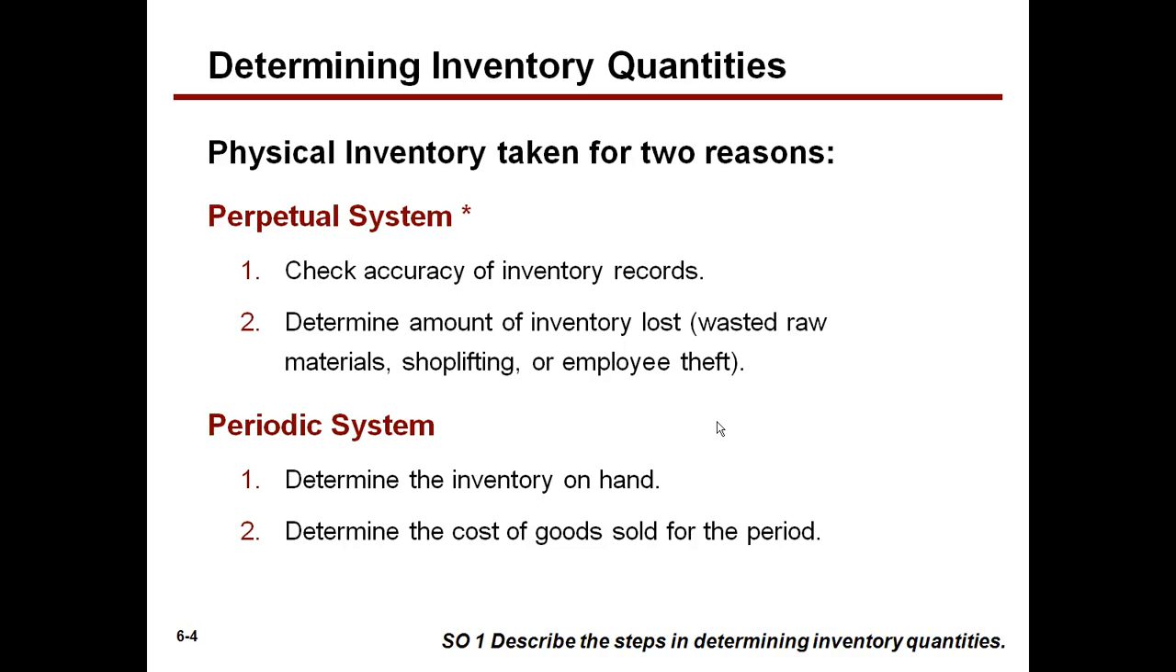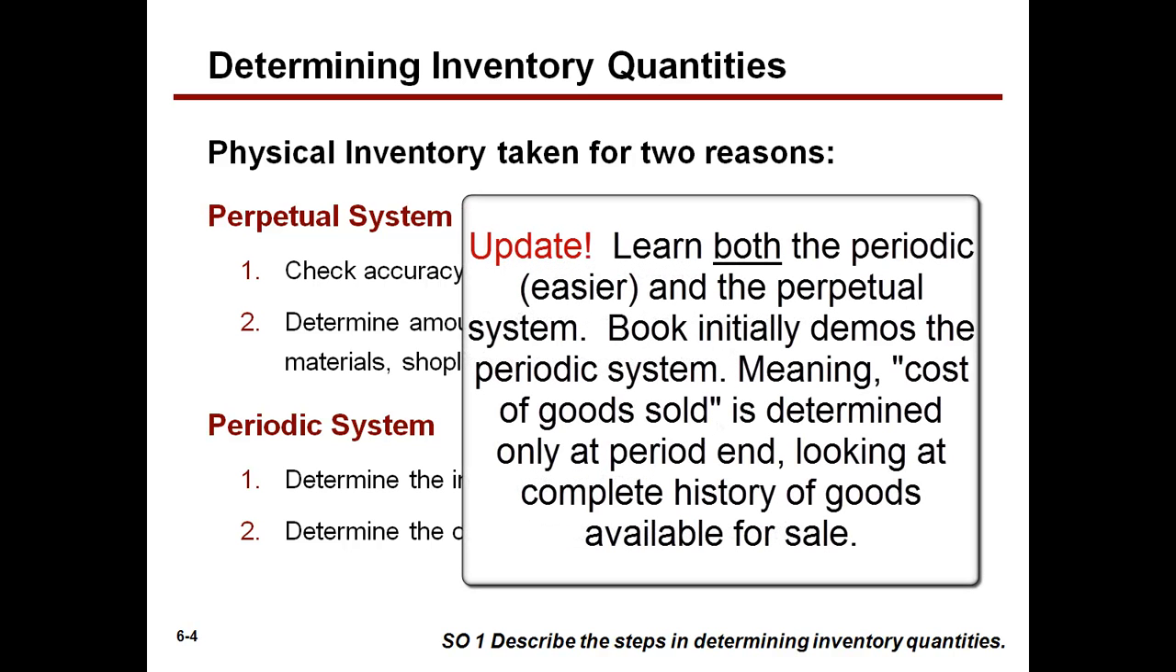The periodic system, on the other hand, only determines the inventory on hand at the end of a period, and therefore determines the cost of goods sold at the end of the period, not after each sale. We will stay with emphasis on the perpetual inventory system in this chapter.